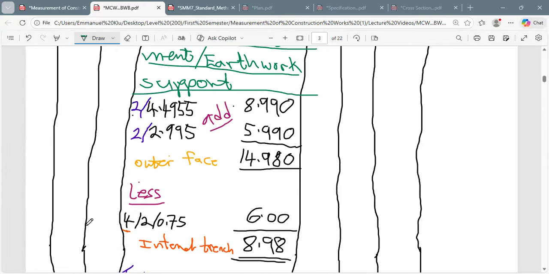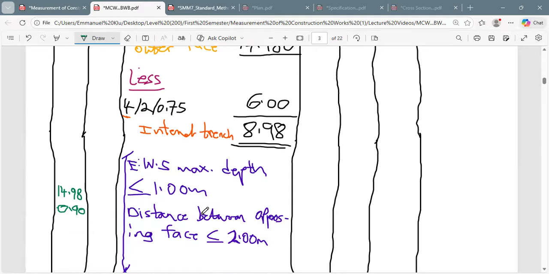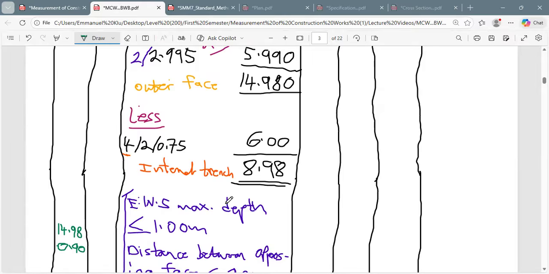Don't get confused. After running that value, that is what we had. After running that value, or better still, the volume of excavation.